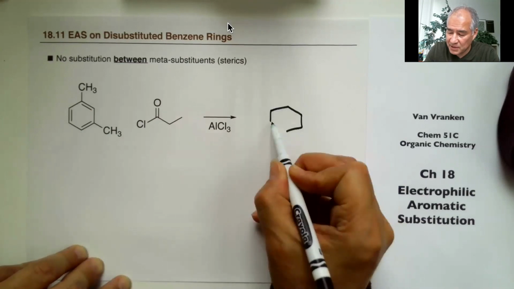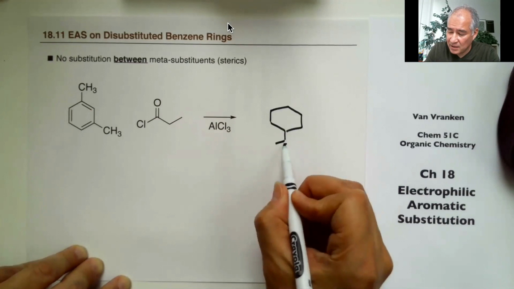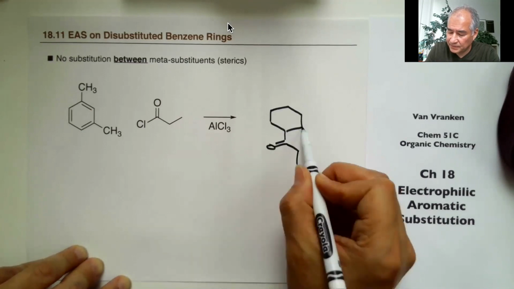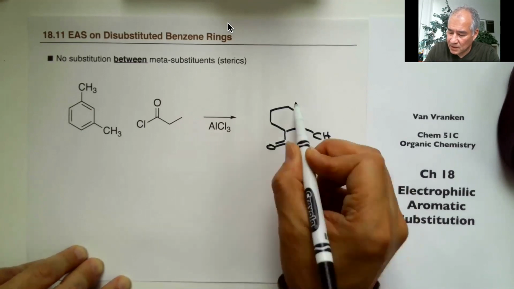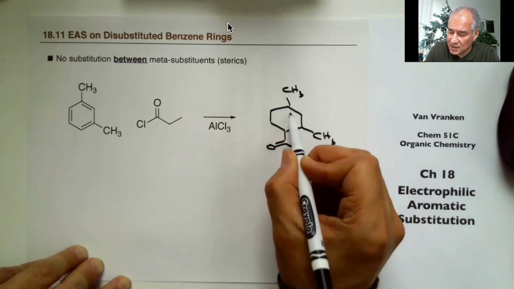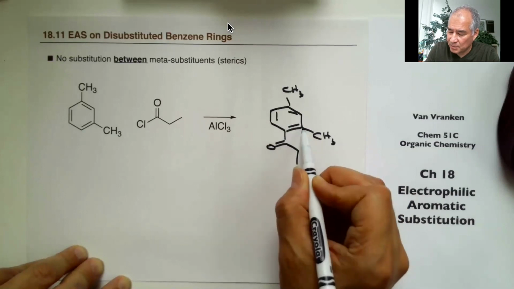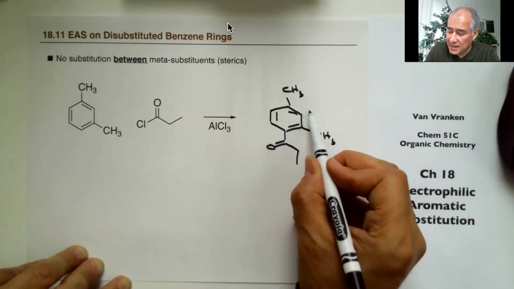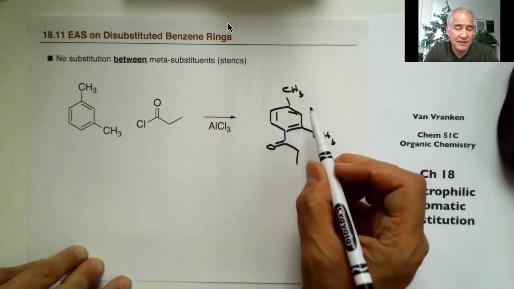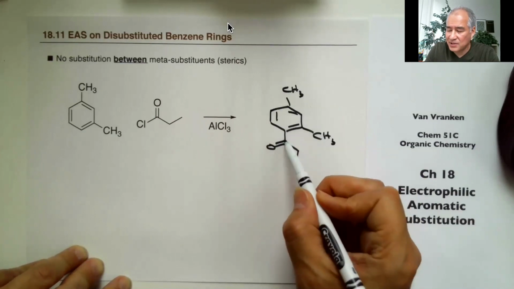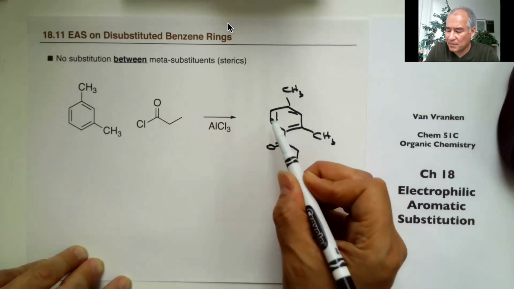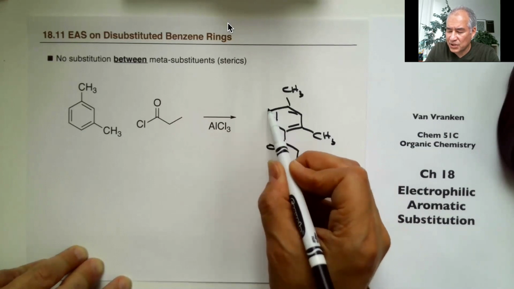You only get the substitution that's para to one of these groups, to the group on top. It's para to the group on top. The substitution has occurred para to this group, and it has occurred ortho to this one. But it did not occur ortho to both of these, because it's just faster to substitute down at the bottom. And over here is an equivalent position.